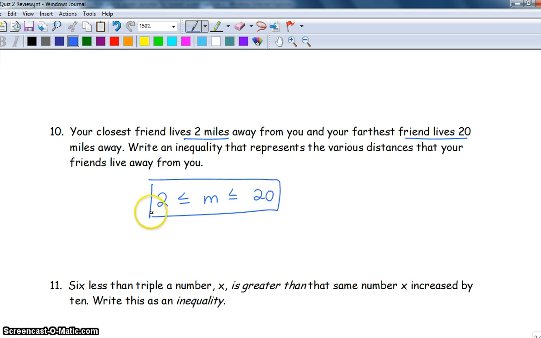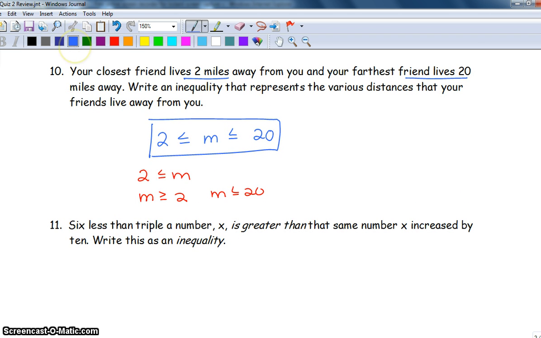I know it's kind of confusing because you always have less than symbols, but remember, if you break this apart, it's 2 is less than or equal to m, and when you flip that, it's m is greater than or equal to 2. And then bring down your second one, less than or equal to 20. So it's saying that the number of miles is greater than 2 and less than 20. So that's how you get your range.